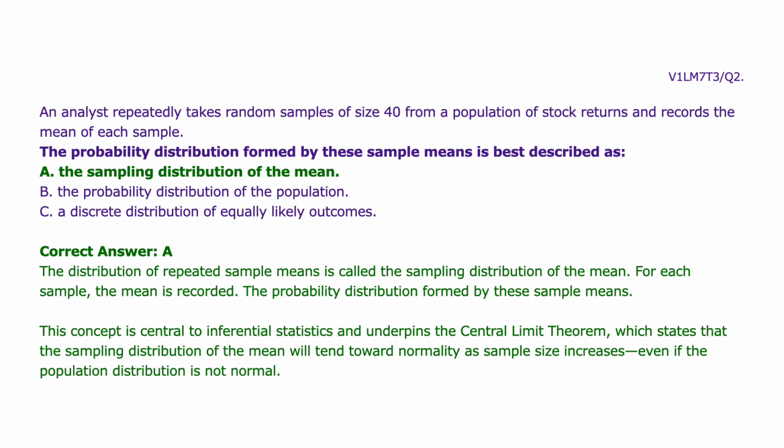The repeated sample means form the sampling distribution of the mean. This distribution is central to inference and the central limit theorem. It describes how sample means behave across repeated samples, not the raw population data.